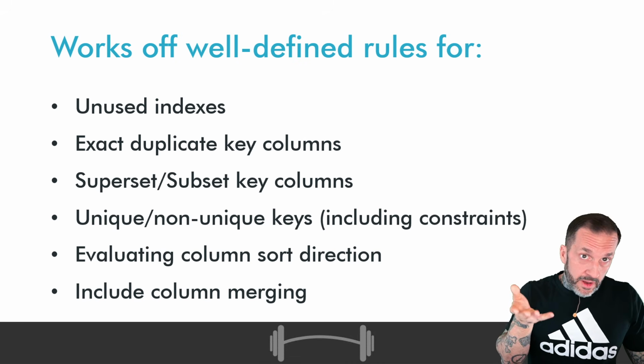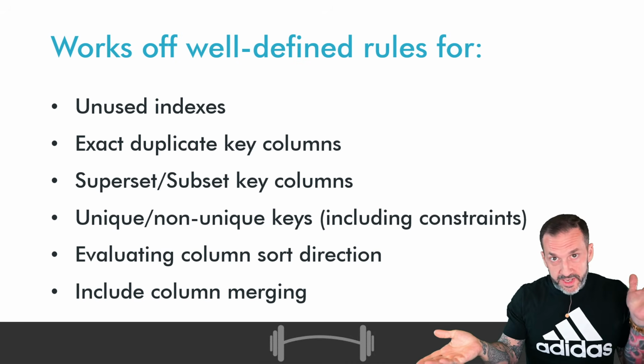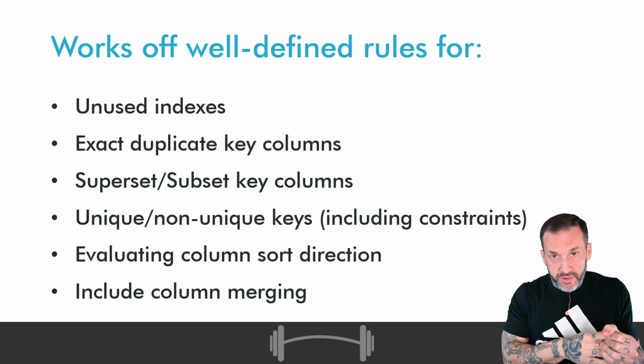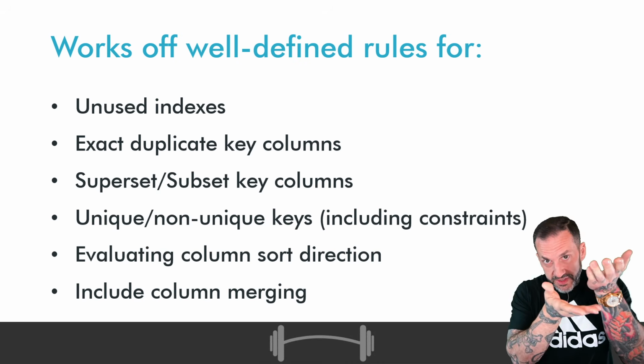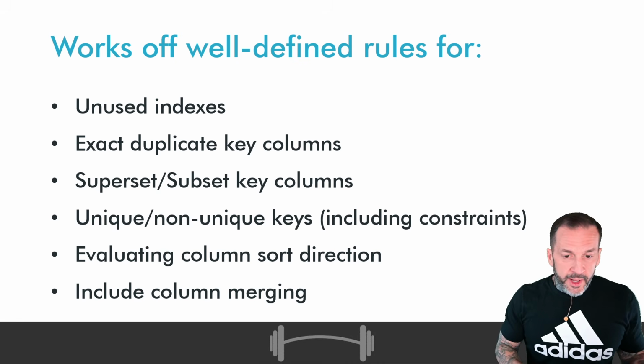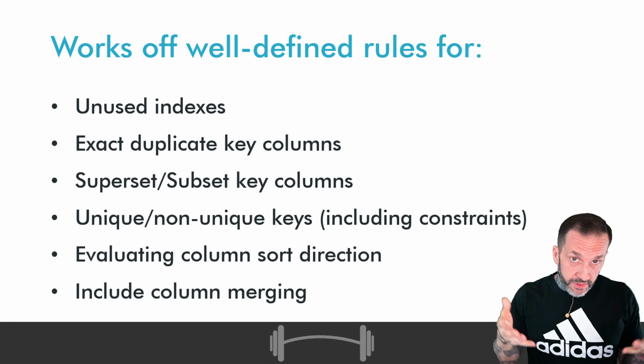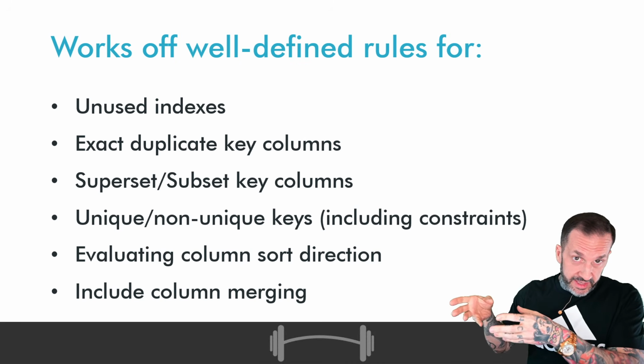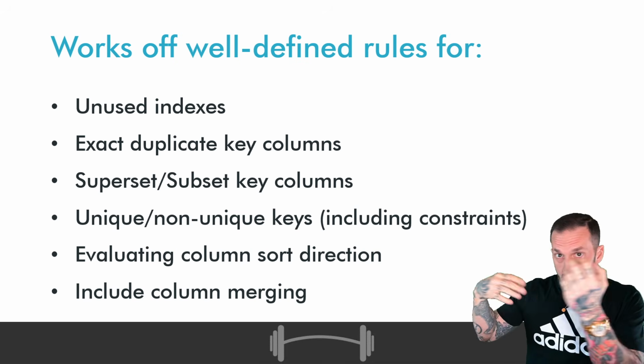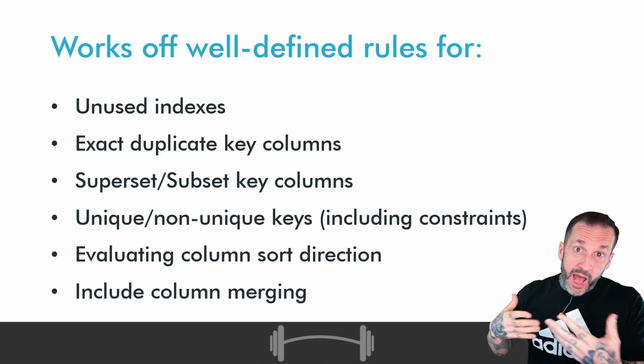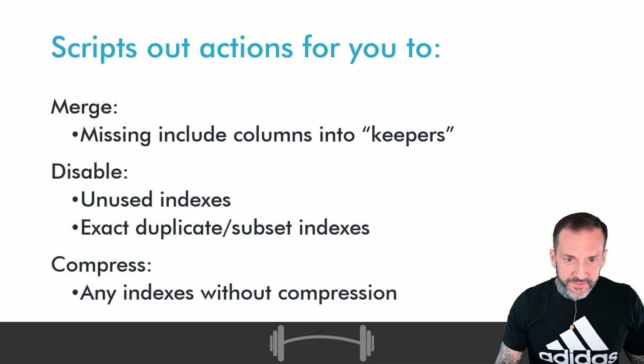It will evaluate column sort directions. So if, say, you're on the Users table and you have something on Reputation ascending and something on Reputation descending, it won't call those dupes. And it will also merge include columns into a handy create script for you with all the options the way that I want them, right? When I do this stuff.